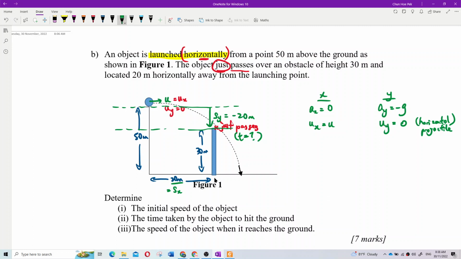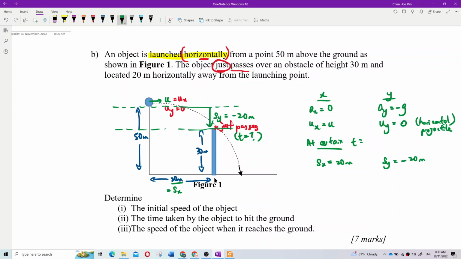So we don't know what time. At a certain time t, sx is 20 meter, sy is negative 20. So this should help us. So how are we going to do it?